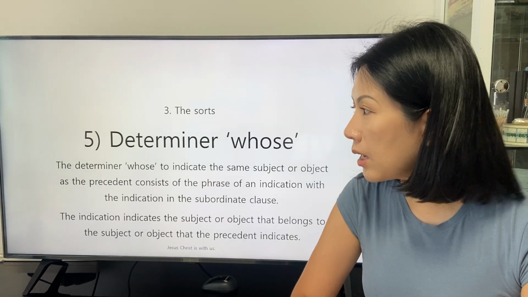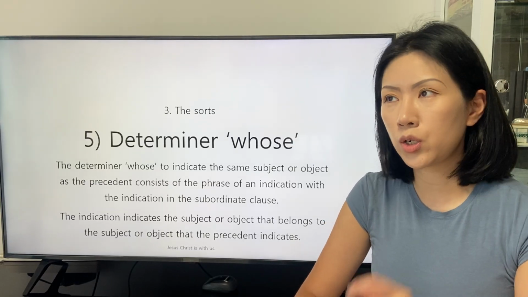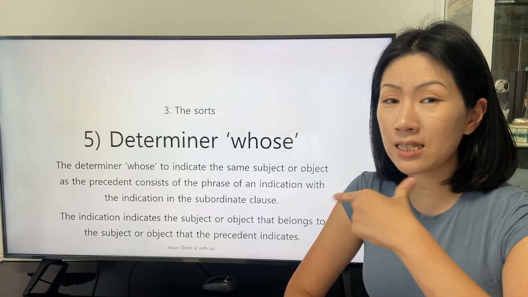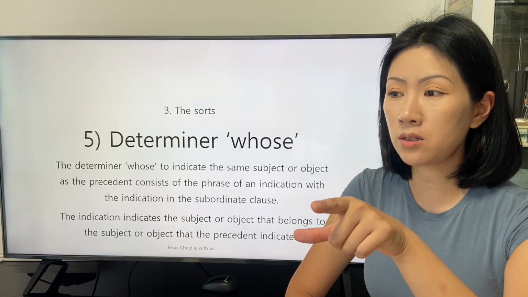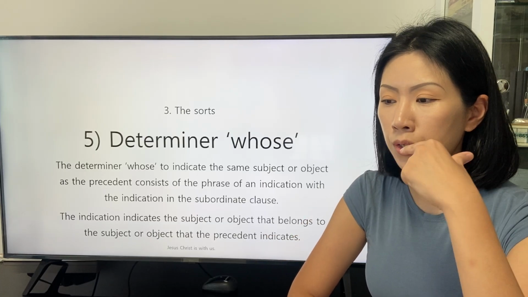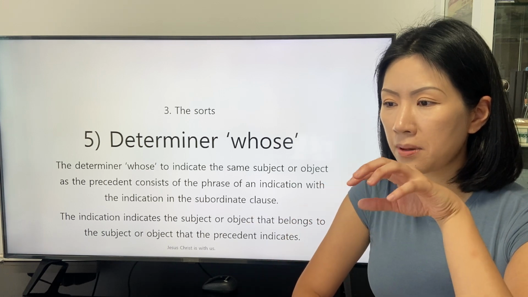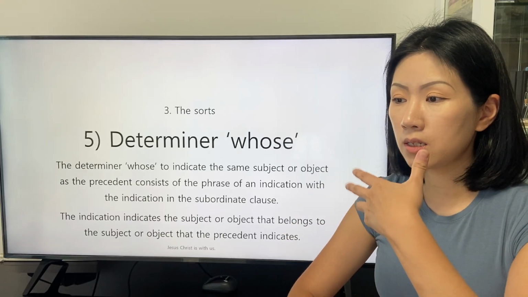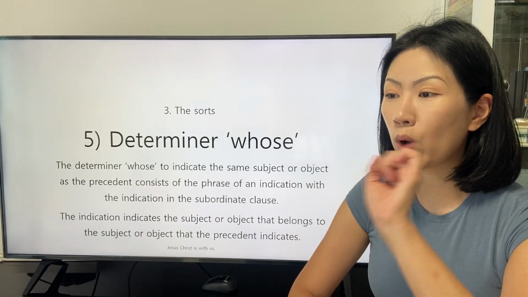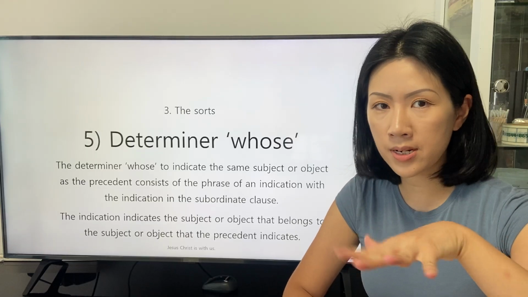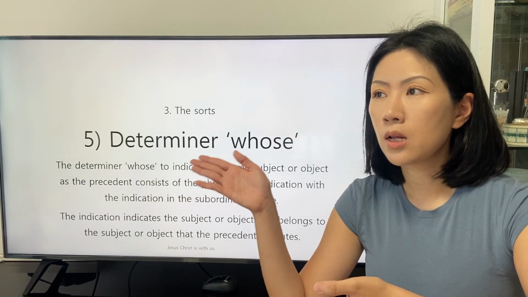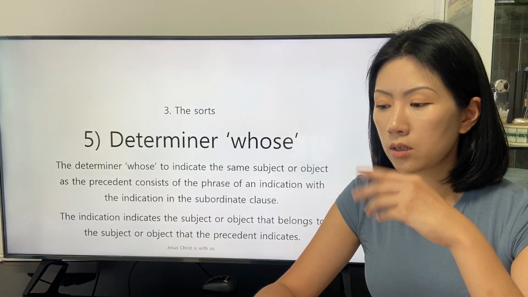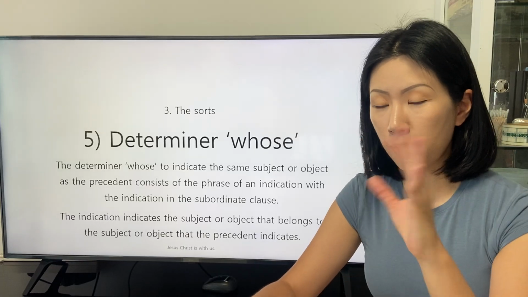We admit that the origin of the determiner whose is in the possessive determiner, and the speaker intends to link the subordinate clause to the main clause when the speaker tries to explain the possession of the precedent. The speaker can give us detailed information about what or who the precedent has in the subordinate clause. This is how whose, as the possessive determiner, sets the boundary of the precedent.